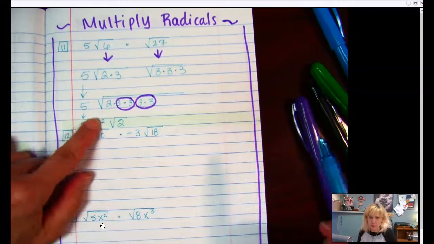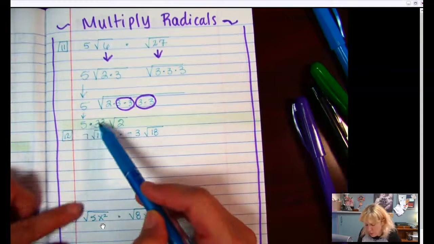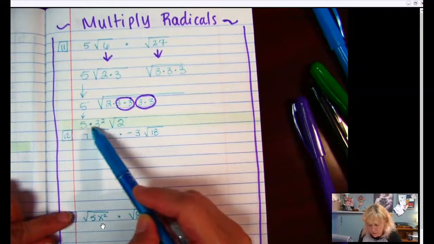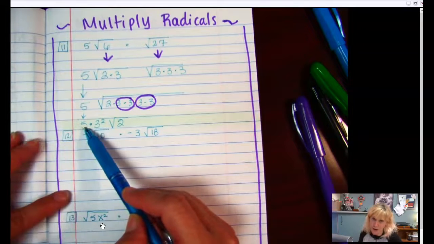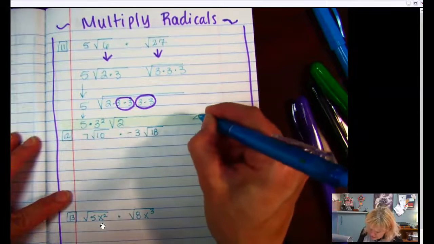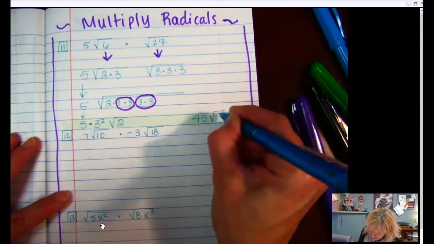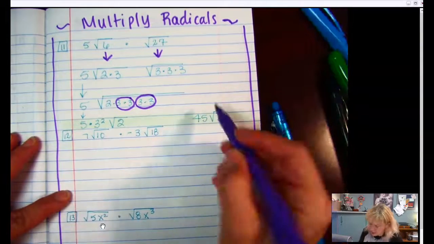Don't box that in. You got to multiply this stuff out. Remember your order of operations. You can't do 5 times 3. You got to do 3 times 3 first. 3 times 3 is 9. Now you multiply by the 5. So your answer is 45 square root 2, and that is what you're going to box in.